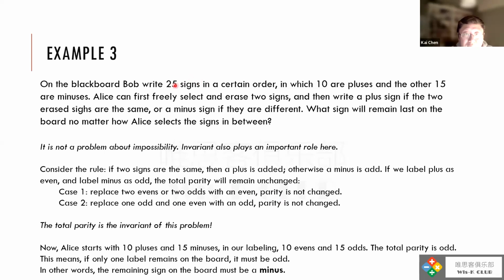And then the initial state is that we have 10 pluses and 15 minuses. So an odd number of odds, so the sum will be odd. At the end of the day, when we have only 1 sign, because odd is the result of the invariant, it means that if we have only 1 sign left, it must be odd. And what is odd? Odd is minus. We can translate it back to the sign: odd is minus. So that is one application of using the invariant.